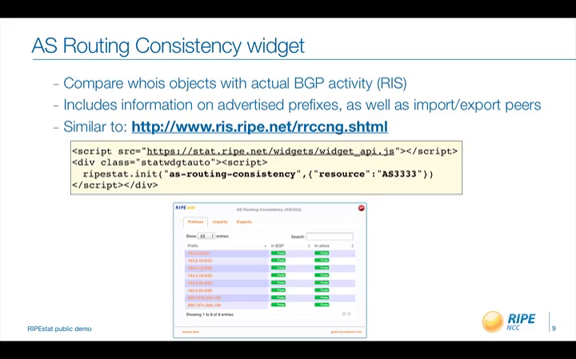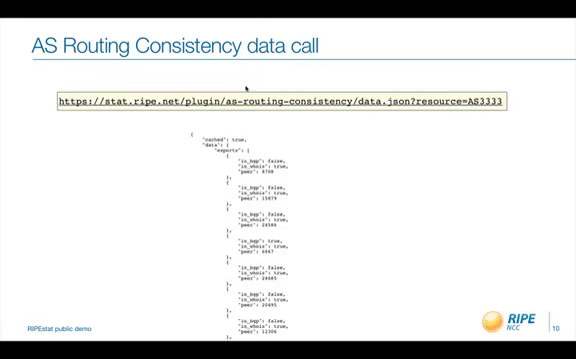or you can use the data for something else. There's also the AS routing consistency widget, so this is for comparing objects in the WHOIS database with actual BGP activity, which is collected by the Routing Information Service, which is the RIPE probes, which are situated in data centers around the world, not to be confused with RIPE Atlas. It includes information on advertised prefixes as well as import-export peers, and it's similar to the RIPE RIS RRCC project. So there's a widget that you can include, and it shows these three tabs down here, and there's the corresponding data call, so if you have any other use for this information you can use it.